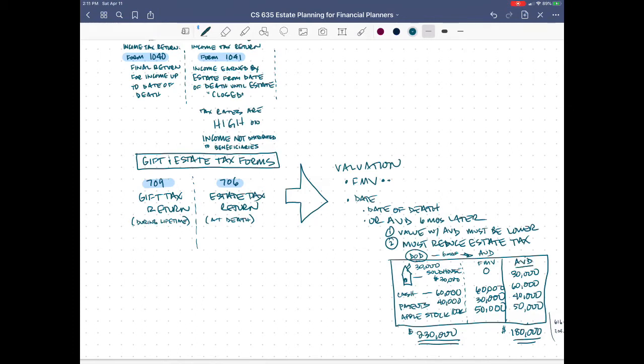And if the alternate valuation date value is lower than the value of the estate on the date of death, then you've passed the first bar. The second bar being it must reduce estate tax. So if you don't have an estate tax bill, then you're not going to worry about the alternate valuation date.